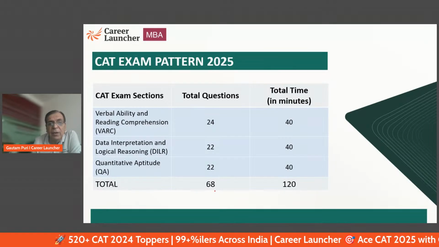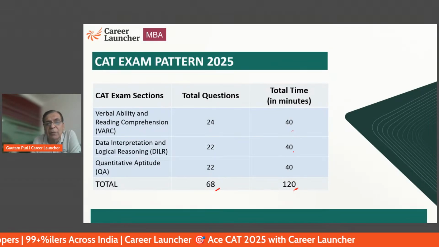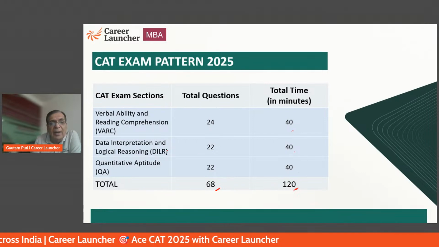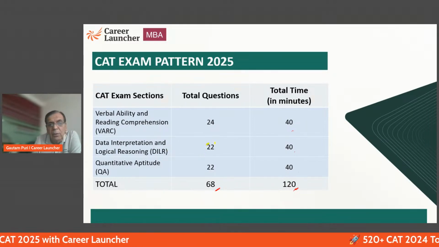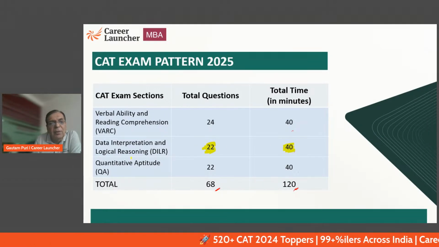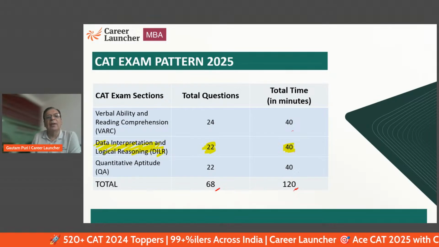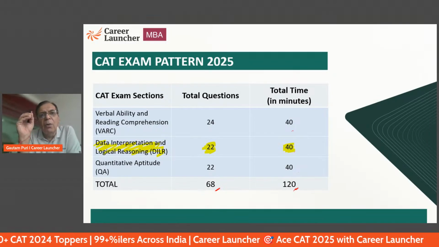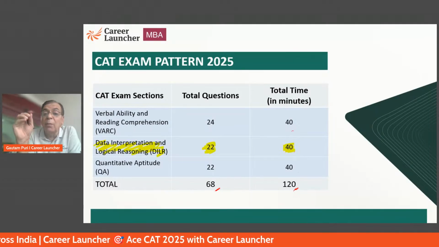CAT 25: 68 questions to be attempted in 120 minutes. These are three sections of 40 minutes each, and we are dealing with the middle section, which is the DILR section. So we are talking about these 22 questions to be done in 40 minutes, and the section is called data interpretation and logical reasoning. We'll see how you can apply Jugaad to get down to doing an extra set or save time or do both.